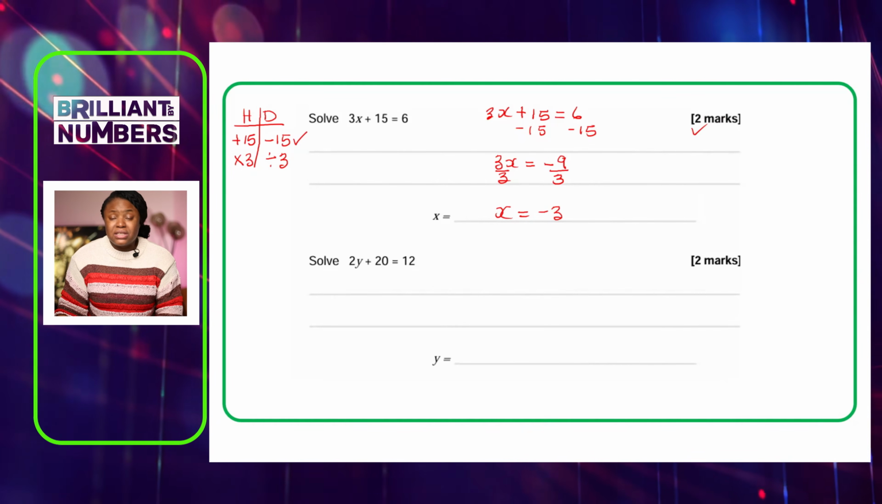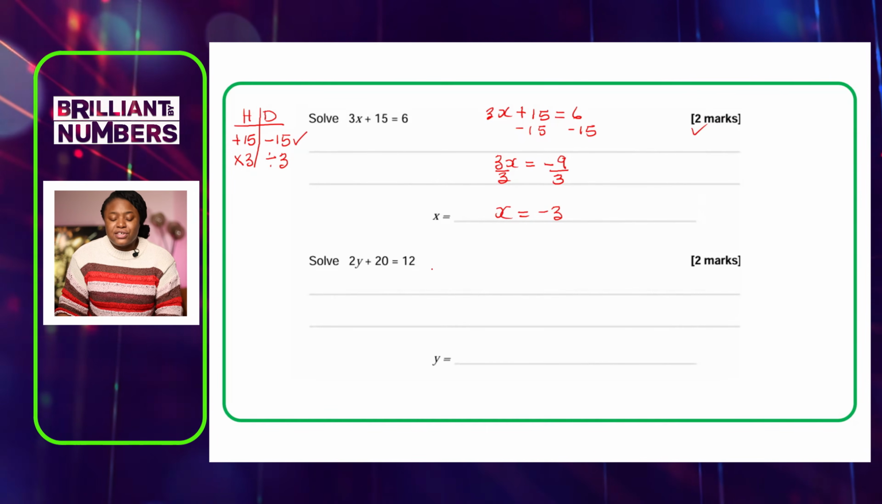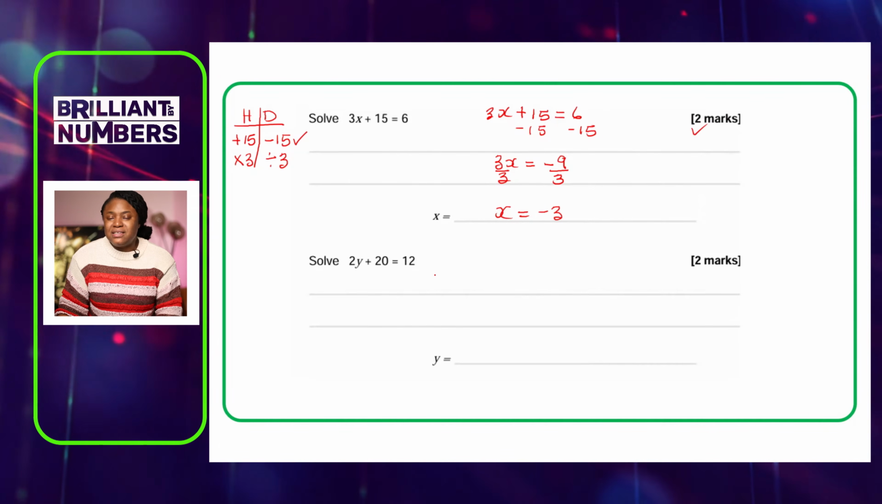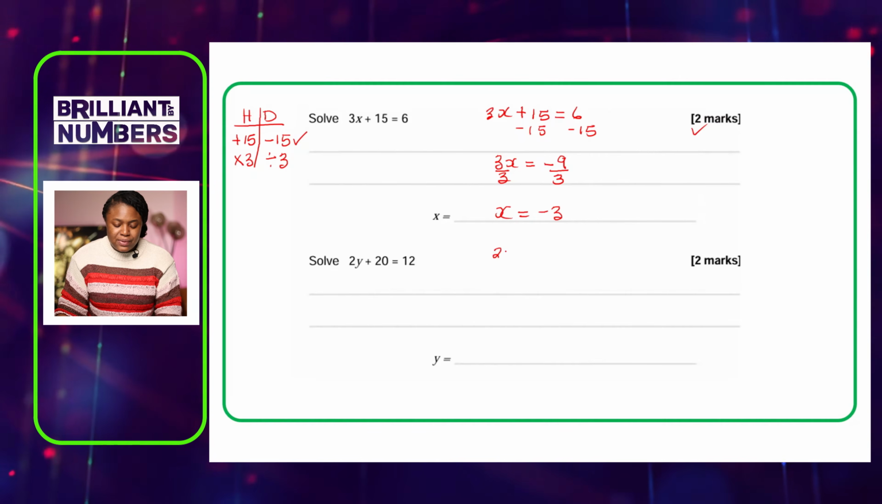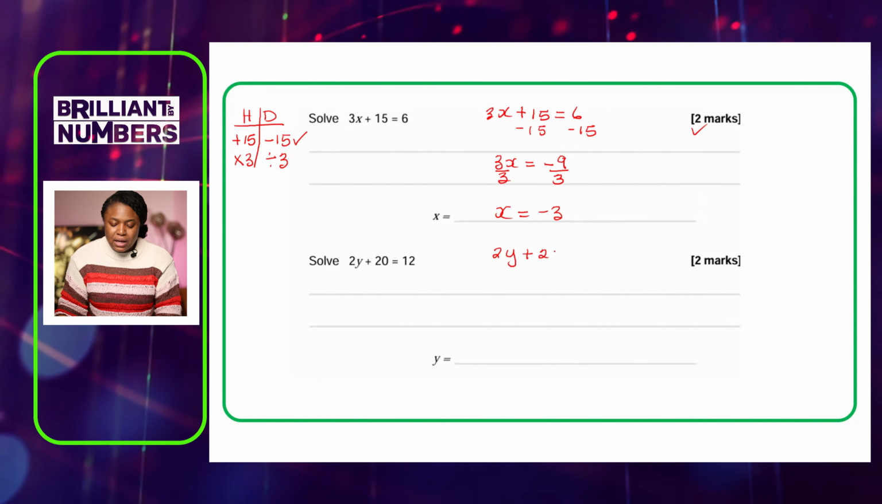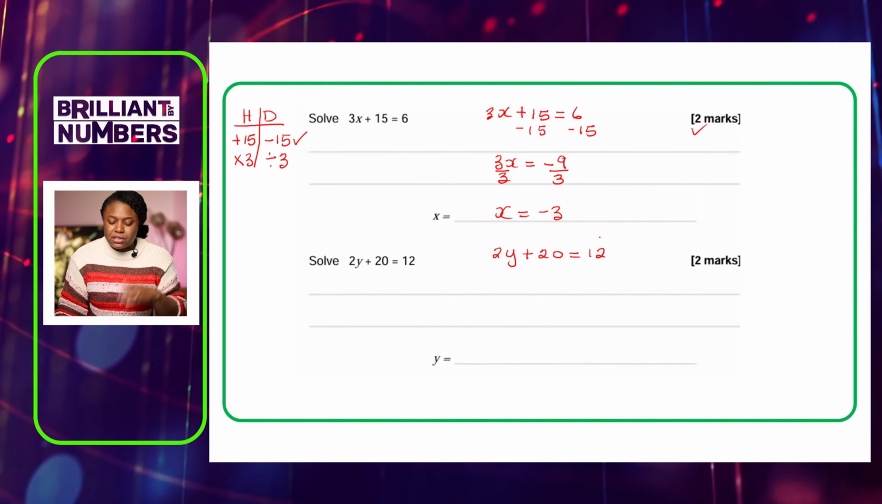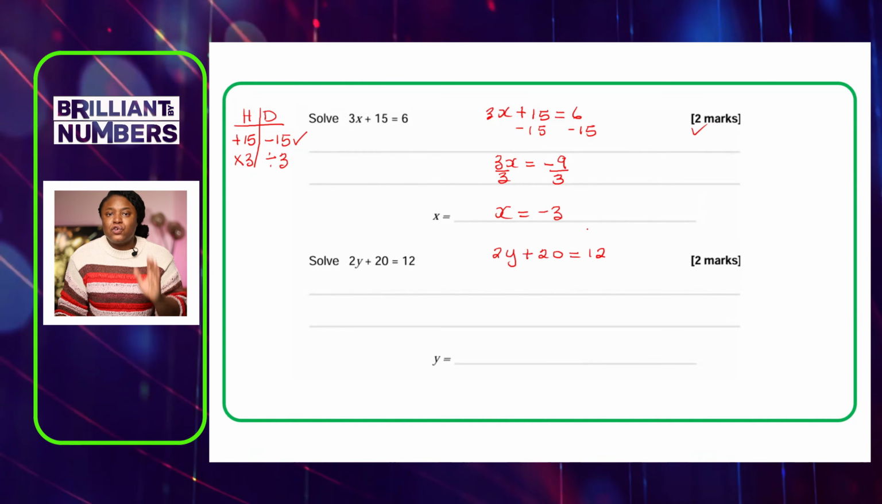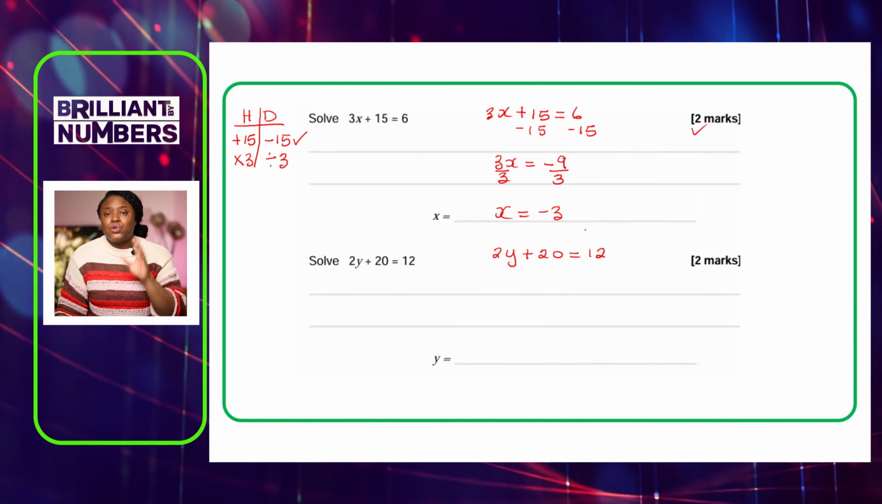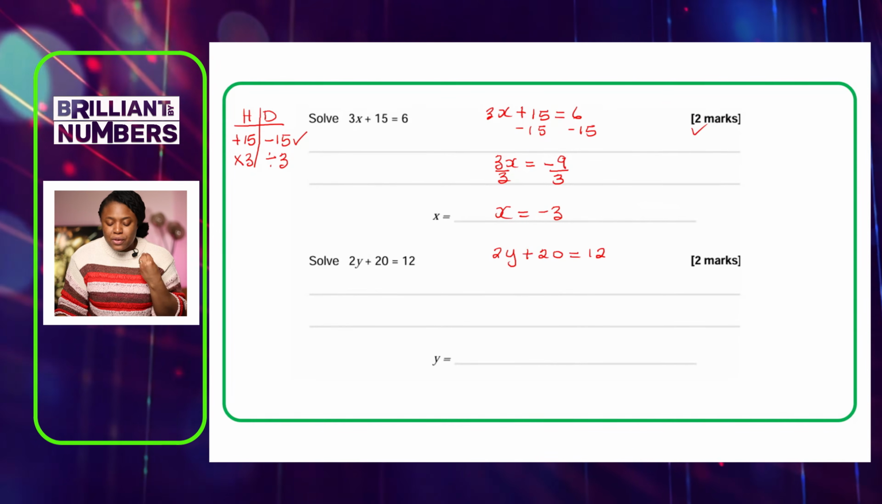We then move on to the next question, which asks us to solve 2y plus 20 equals 12. The same principle applies, so I'm just going to rewrite my question here. And that's equal to 12, please. Some of you, I know, will be tempted to just think this all in your head. Remember, you've got to think and also ink so that you can score the marks.